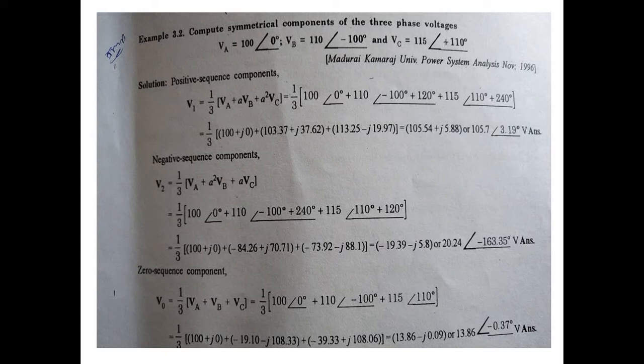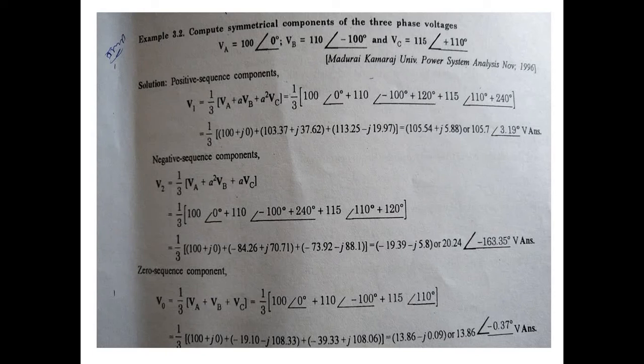Next, we have to calculate the negative sequence component, where again we have the formula. The negative sequence component is represented by suffix 2, so V2 = 1/3 (VA + a²VB + aVC). You should know these formulas. Then we just put in the values: for a² we add plus 240 degree, for a we add 120 degree in the angle, and you will get the negative sequence component V2 equal to 20.24 at an angle of minus 163.35 degree volt.